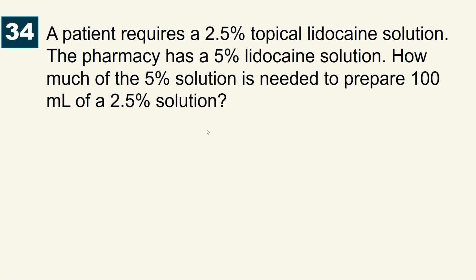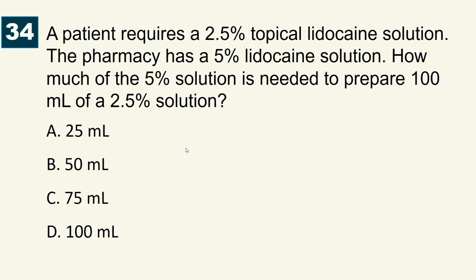A patient requires 2.5% lidocaine solution. The pharmacy has 5% lidocaine. How much of the 5% is needed to prepare 100 milliliters of 2.5%? A, 25 mL, B, 50 mL, C, 75 mL, D, 100 mL. The correct answer is 50 mL.